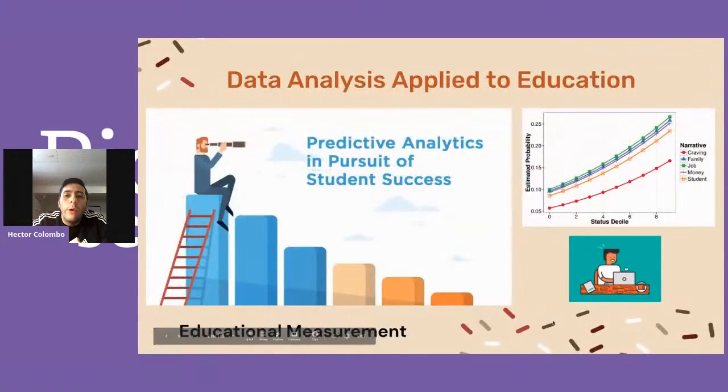In some way, how we can make some predictive analytics in pursuit of student success. That is using, for example, machine learning, or using all of the data generated inside the G Suite platform, and then making a mix between Excel, BigQuery, and Python, for example, trying to understand and predict the success of the student. This is pretty much my presentation.